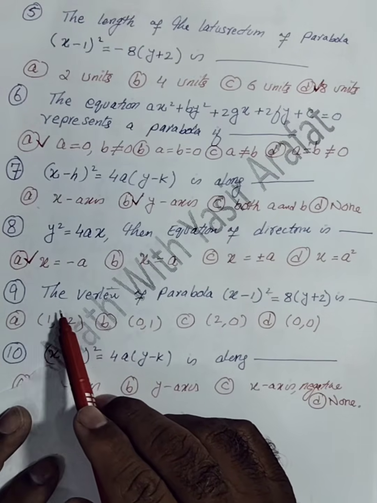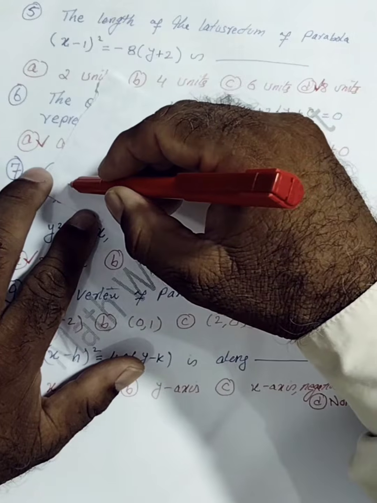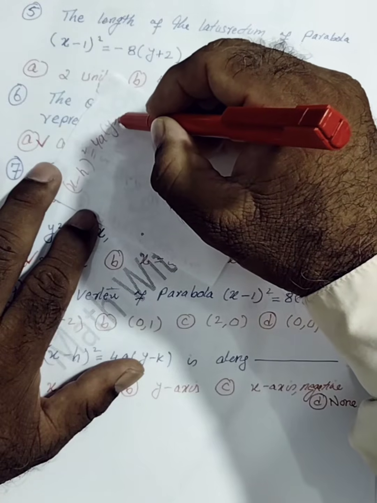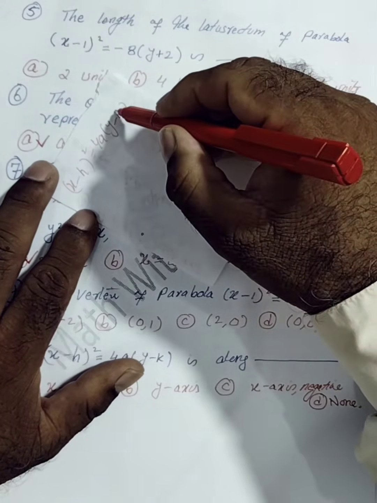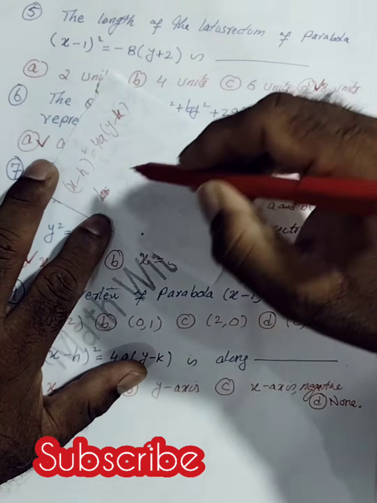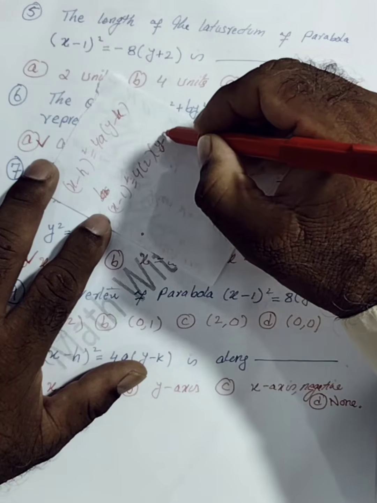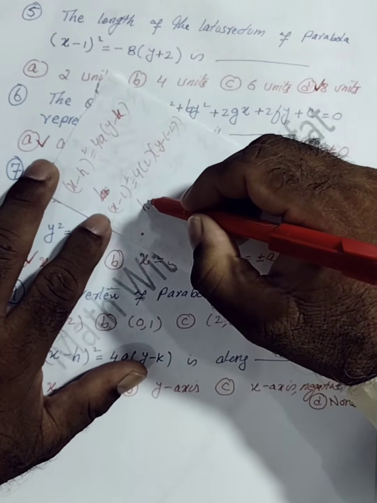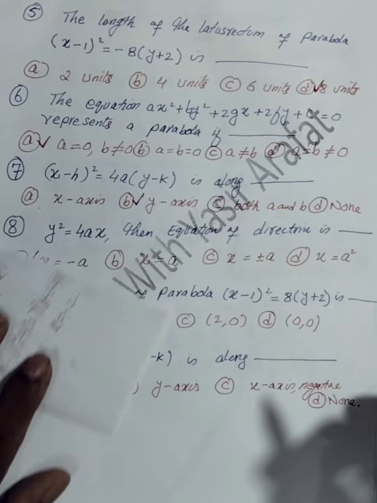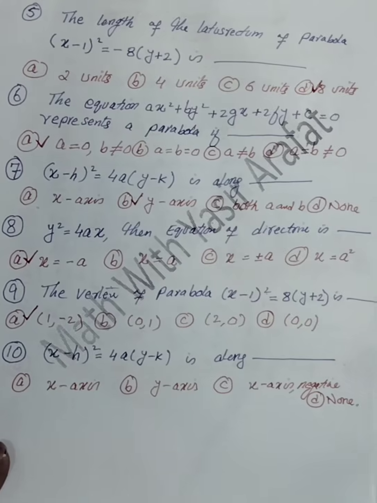Now come to the 9th MCQ here. The vertex of this parabola is: we have the standard form of the parabola, that is (x minus h) whole square equals 4a (y minus k). In this situation, h is equal to 1, so this is (x minus 1) whole square equals 4a (y minus k). So h is equal to 1 and k is equal to minus 2. So the vertex is (1, minus 2). The a part of this ninth MCQ is correct.